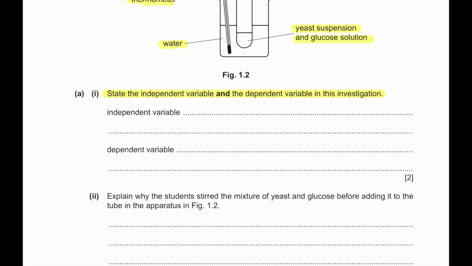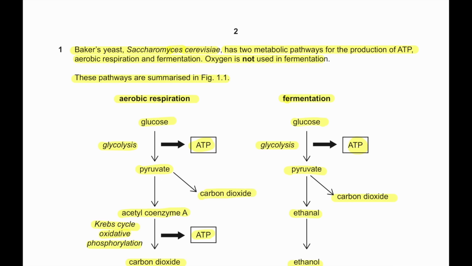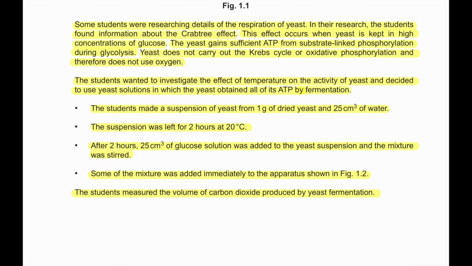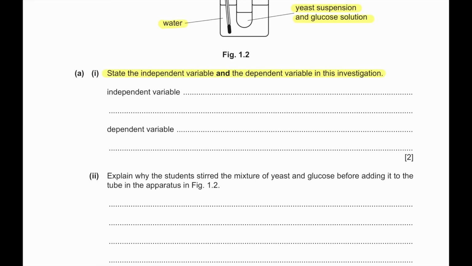So guys, the independent variable is the particular parameter that we change to get the result. Now in this investigation we are measuring the effect of temperature. So if we are measuring the effect of temperature, we are going to change the temperature, and that's how we are going to see what kind of effect that brings about. So our independent variable will be temperature.